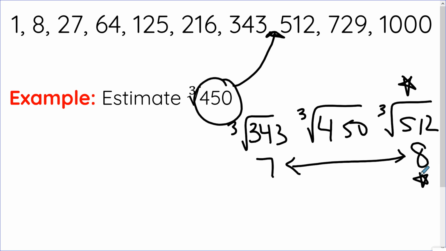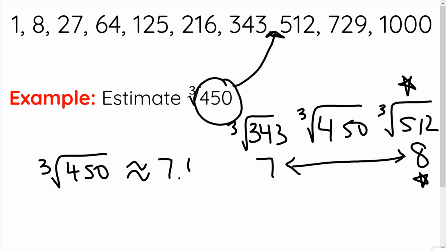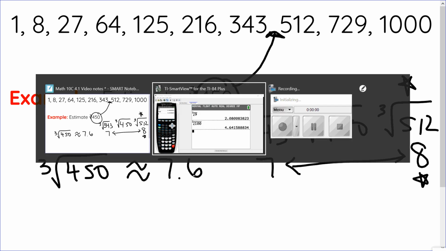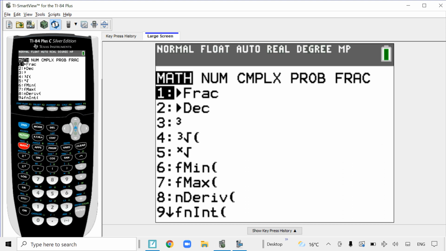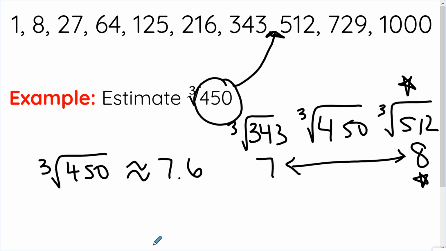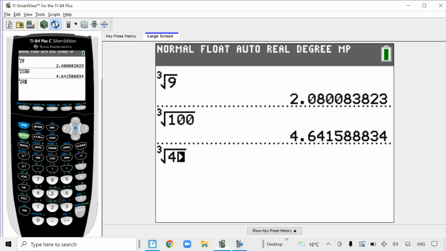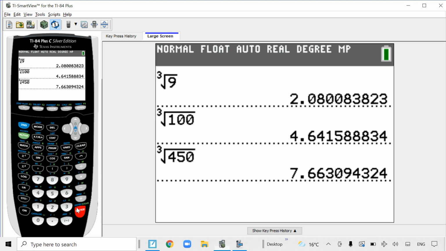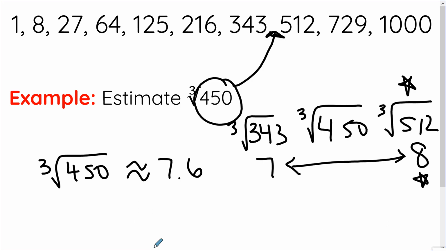So I just have to pick any number on the top half between 7 and 8, so 7.6, 7.8, 7.9, etc. And that would be a good estimate. So I'm going to say that the cube root of 450 is approximately, I don't know, 7.6. So let's go ahead and check that out to see if we're good on that. So math, option 4, cube root of, I already forgot my number, 450. Cube root of 450 is equal to 7.7. So my estimate of 7.6 was pretty close. Okay, so that's how you estimate square roots and cube roots.